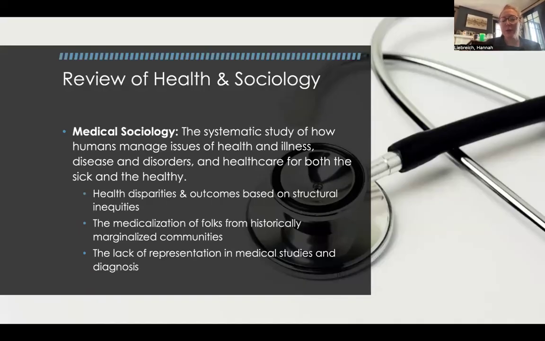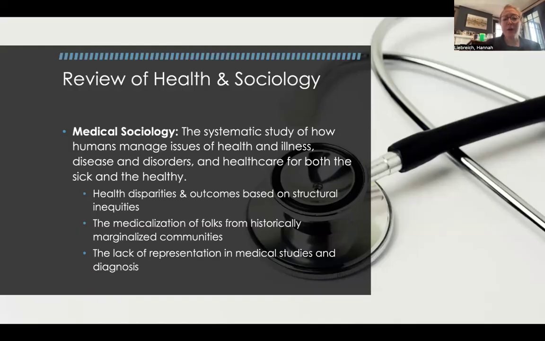Now, within that, there's three major things folks tend to research in the field of medical sociology. Health disparities and outcomes based on structural inequities. So, what are the average life expectancies for different folks depending on their identity categories, things like gender, race, and class? The medicalization of folks from historically marginalized communities. So, how are we conceptualizing the terms sick, not sick, and healthy?